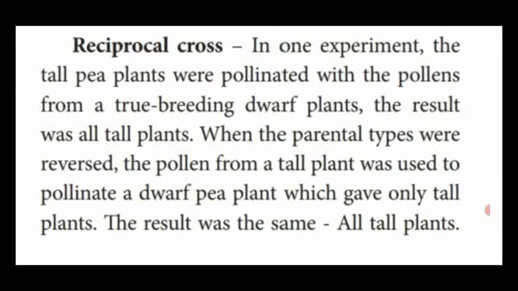We are changing the parental character also, and they are producing the tall plant. This type of cross is called a reciprocal cross. We are changing the parental character, but they are giving the same result, that is all are tall plant. First one, tall pea plant is pollinated with the pollen of the dwarf plant, all are tall. Second one, the pollen of the tall pea plant is pollinated with the dwarf pea plant, that also gives the tall plant. So the same result is given in both the reversible crosses.